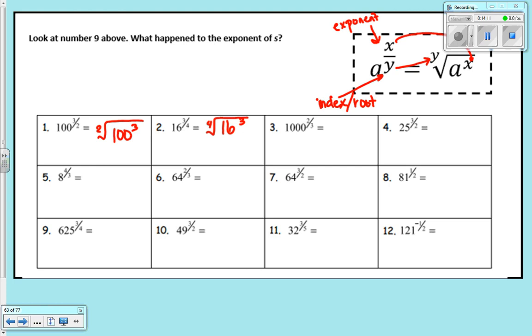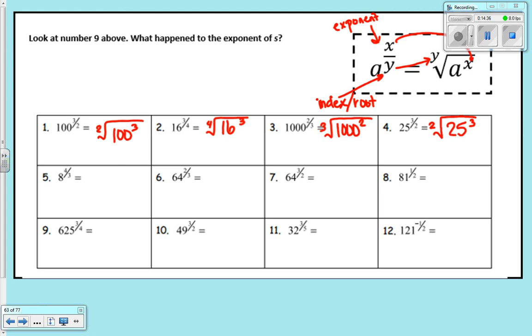Okay. Number 3, same thing. Got my little root symbol. Got 1,000. The top number 2 is my exponent. Bottom number 3 is my index or my root. Okay. Now you can work these out. I'm just choosing not to because I don't think we need to go that far. Number 4, draw your radical symbol. You got 25. Bottom number is the index 2. Top number is the exponent 3, etc.